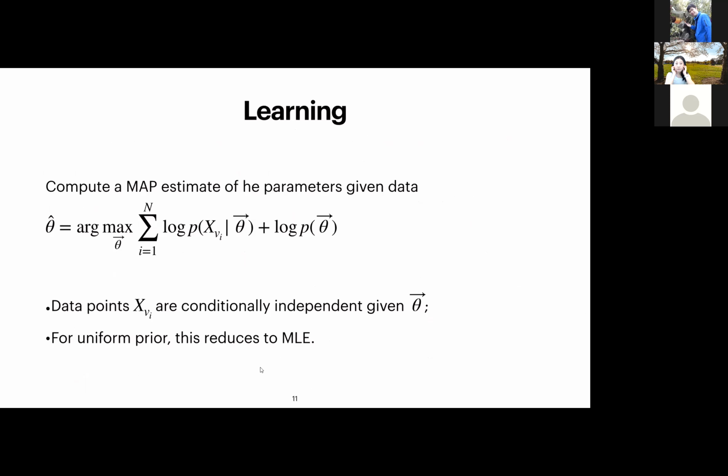Okay, so now I've talked about inference, but what is learning? There is an analogy in supervised learning, right? If you wanted to learn a model, then it's basically learning the theta, right? So now here, it is computing a MAP estimate of the parameters given data. The theta hat is just the argmax of this likelihood plus the regularization from the prior, which is the logarithm of the probability of theta.